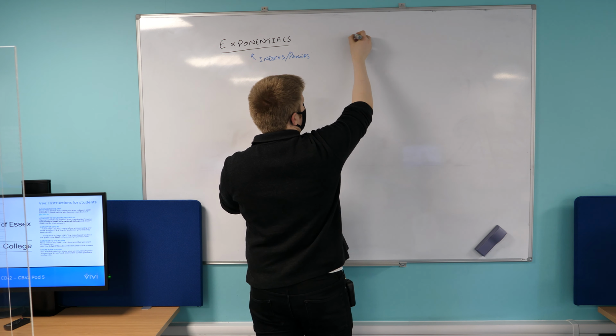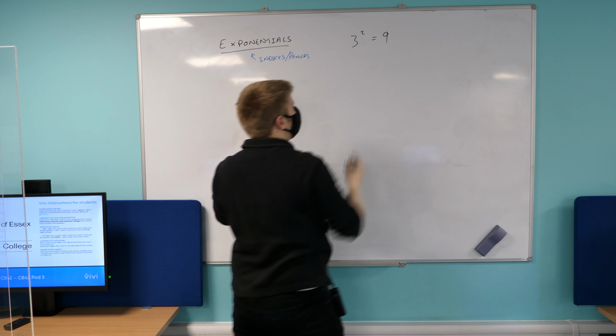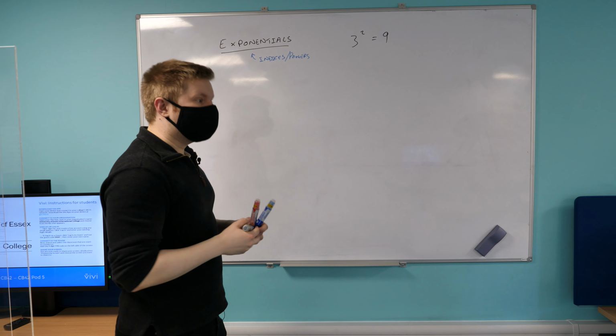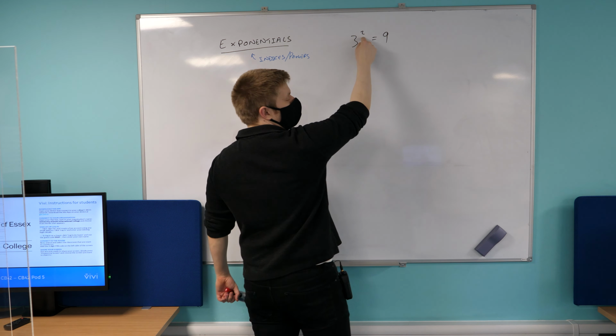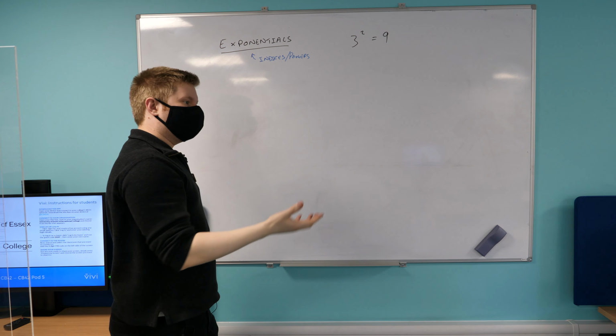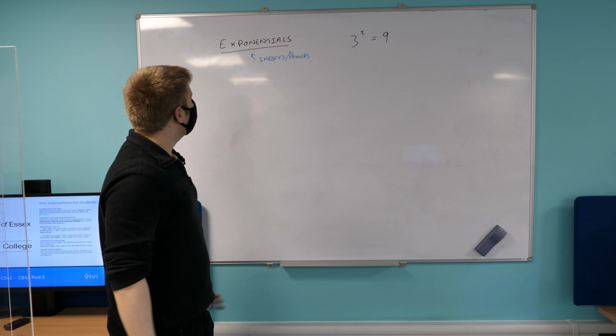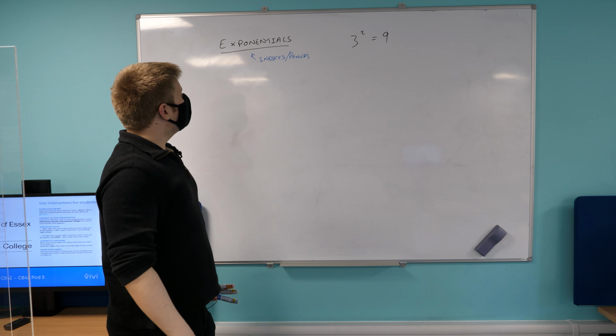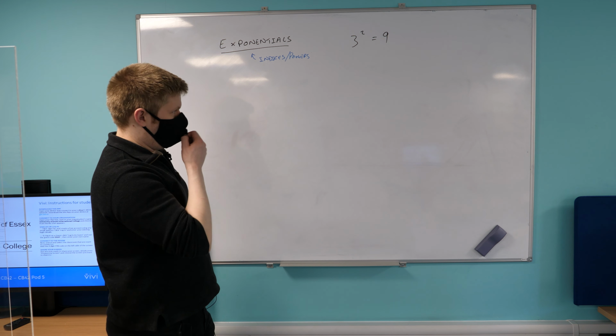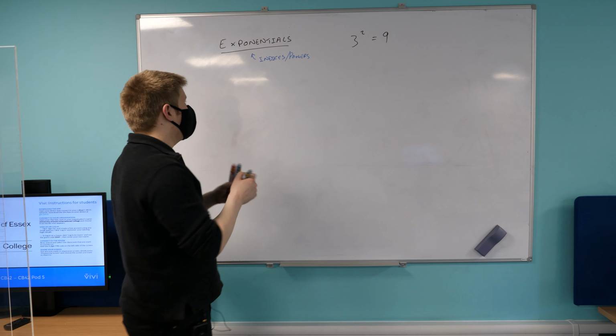So if you've got 3 to the power of 2 equals 9, that is an example of an exponential. In other words, you've got a power going on up there. And we've looked at laws of indices as well, and we've just used the laws of indices in the last examples which we went through. So what we're going to look at today is something called a logarithm.